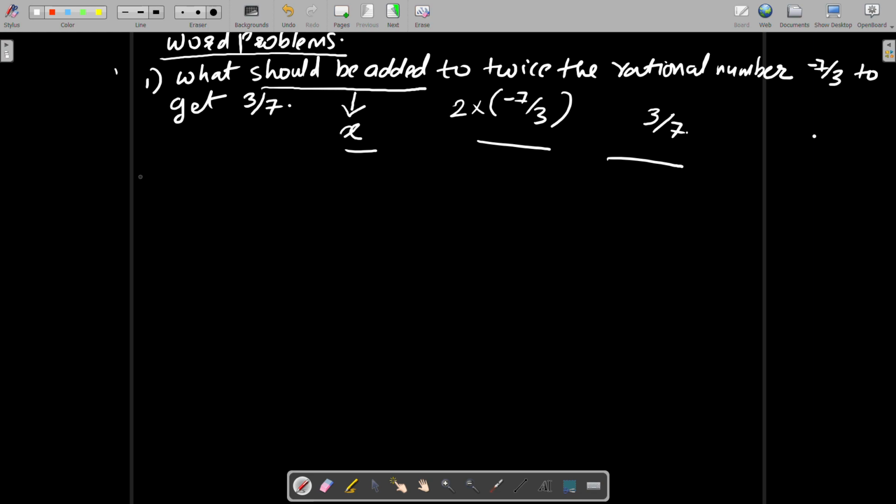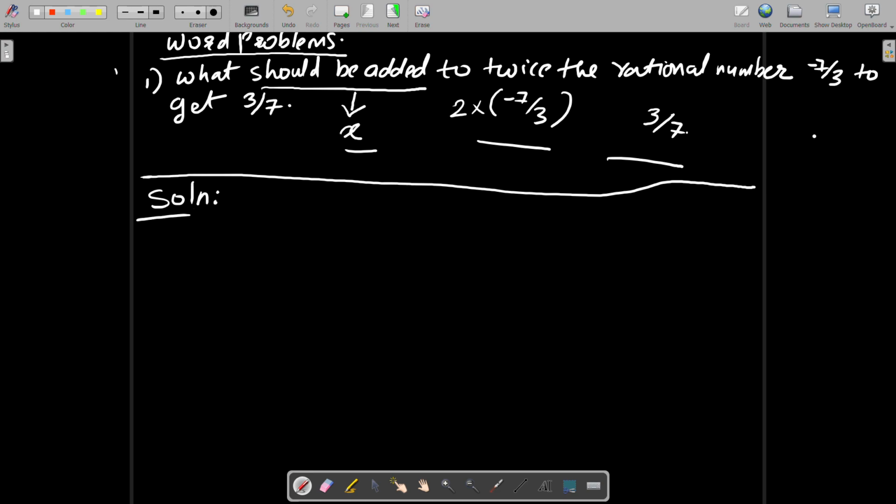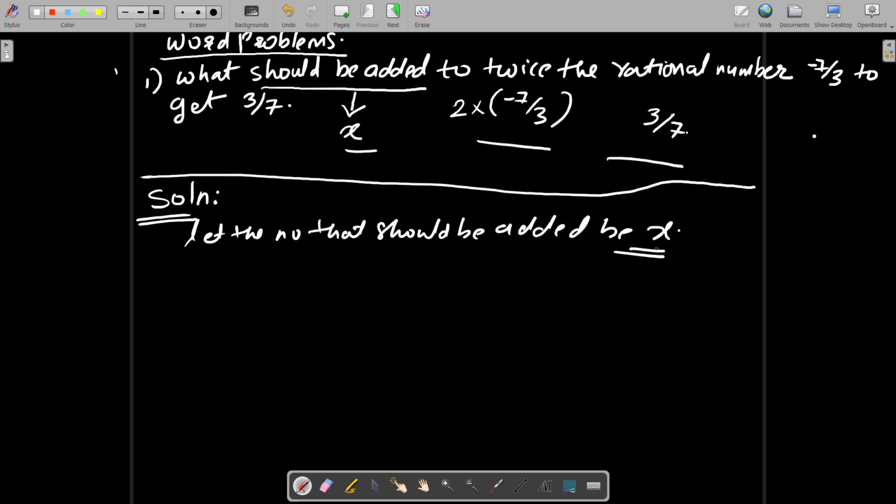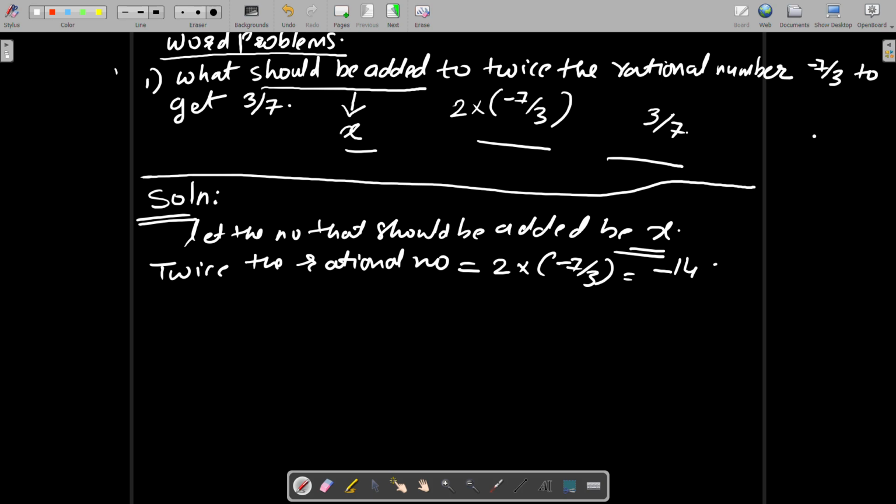So when we come to the solution part, now in the solution we are saying, let the number that should be added be x, right? So here we are saying, let that number be x. Twice the rational number is equal to 2 into minus 7 by 3, which is equal to minus 14 by 3. This is twice the rational number.